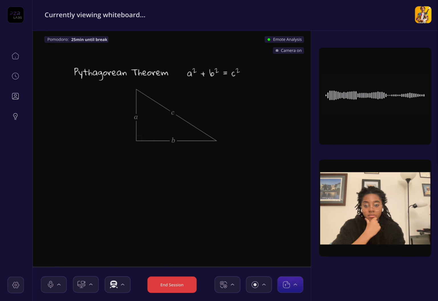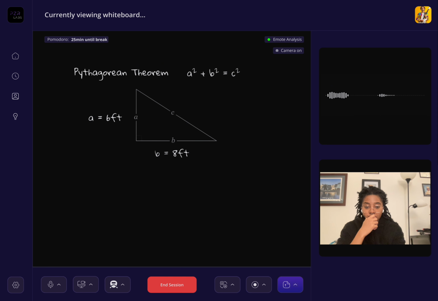Imagine you're helping design a basketball court. You need to lay out a diagonal line across a rectangular section. The two shorter sides of the rectangle are 6 feet and 8 feet. How long is the diagonal? To find the diagonal, we'll use the Pythagorean theorem. a squared plus b squared equals c squared. Here, a equals 6 and b equals 8.